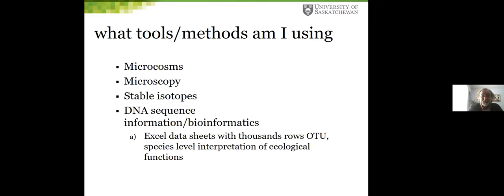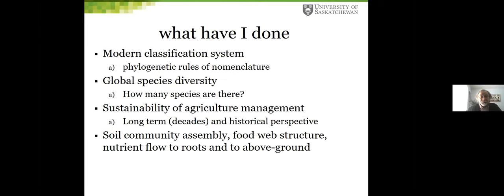And we've been doing this around the world, all over the place. And that finished exactly a year ago. So now we're into the bioinformatics for another 3 years. So things that we've done, I've got the modern classification system.